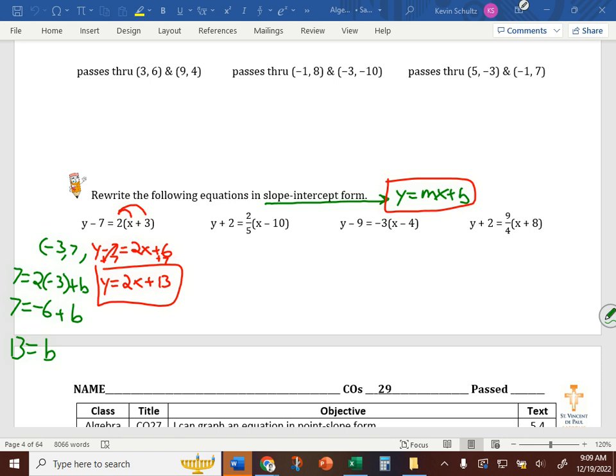Leah. So for the second one, to distribute that 2/5 in, you're getting y plus 2 equals 2/5 x, and then what's 2/5 of negative 10? -4. Right? Now, to get y by itself, you're going to subtract 2 from both sides, and y equals 2/5 x minus 6. There's your equation, slope-intercept form.